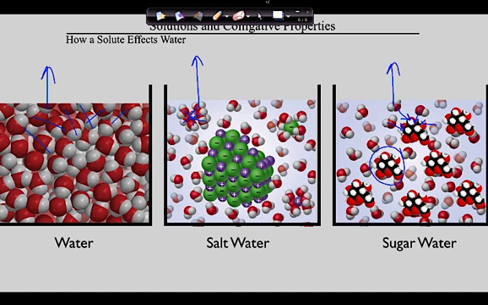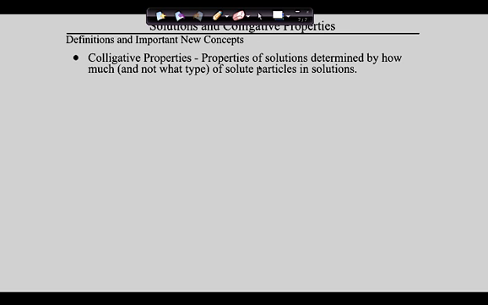This has a name, and this is your last page of notes. Guys, the name for this is, or are, what are called colligative properties. Guys, colligative properties are properties of solutions that are determined by how many particles are dissolved, by how much is dissolved, and not what type of stuff is dissolved.